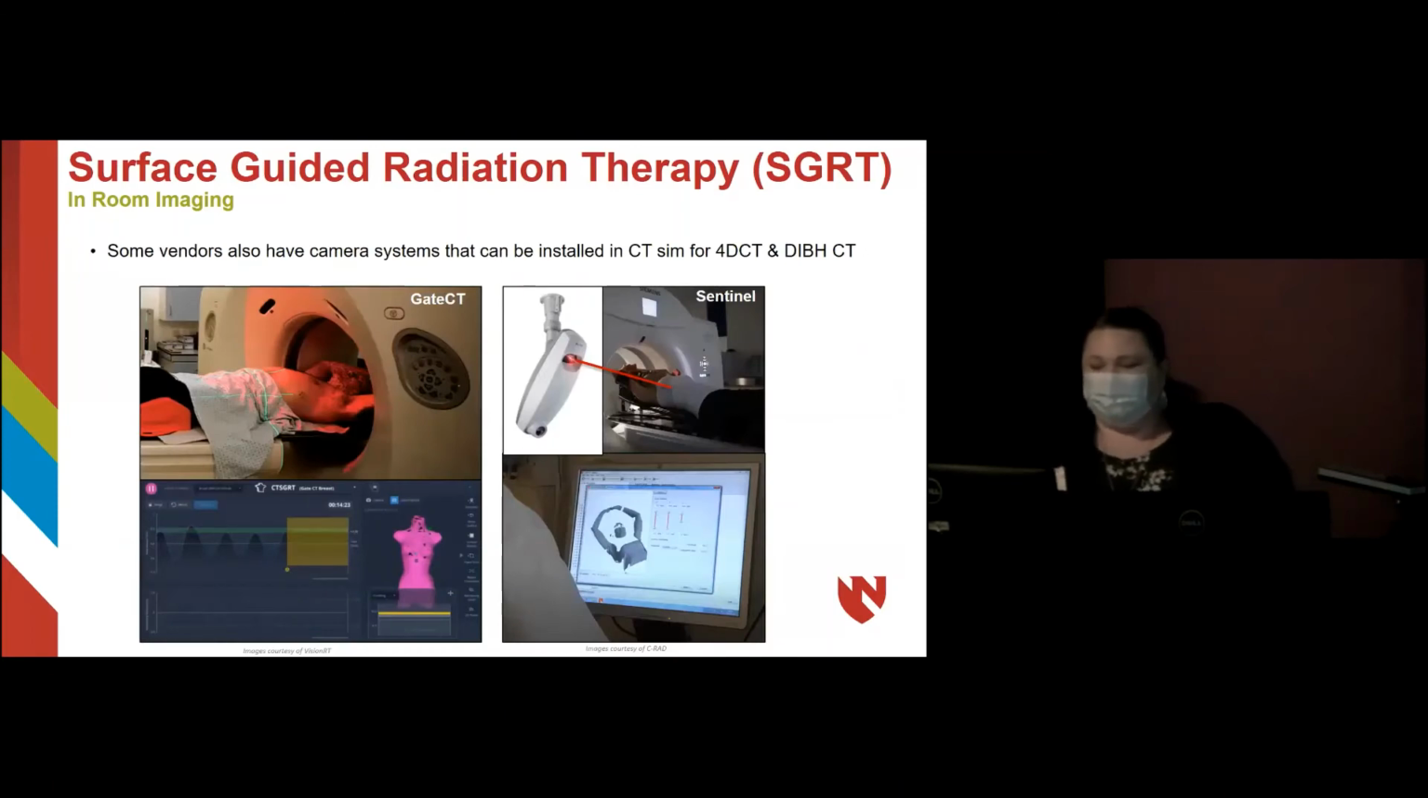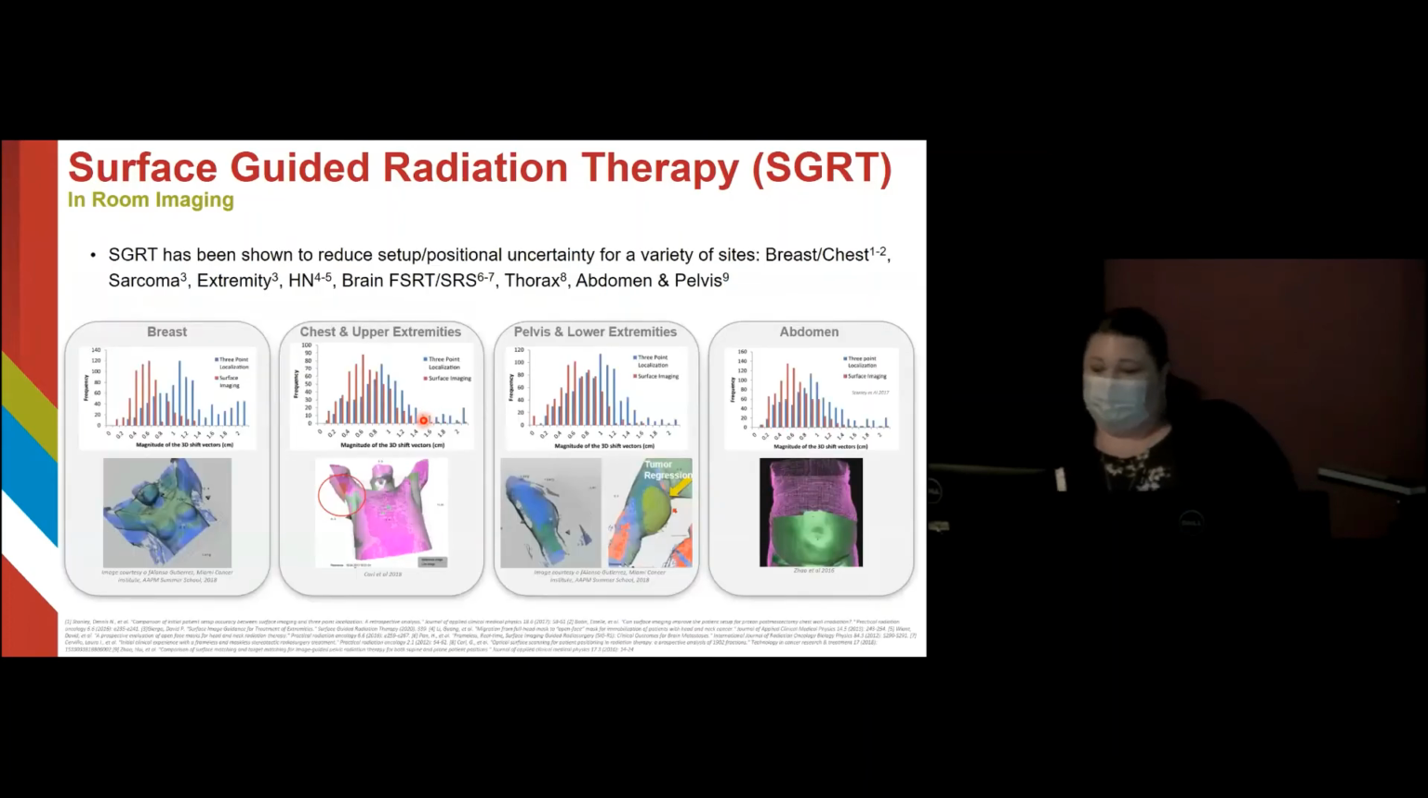Also, some vendors have similar optical cameras that can be installed in CT sim for acquiring an external surface at the time of sim. The most popular application of SGRT is for breast, but it has been shown to reduce setup and positional uncertainties in a variety of sites. These plots are from a paper by Stanley et al., which compared the setup accuracy relative to cone beam CT for SGRT, shown in red, and 3-point BB, shown in blue, for over 6,000 treatments. You can see that SGRT generally resulted in much smaller shifts, generally less than a millimeter.